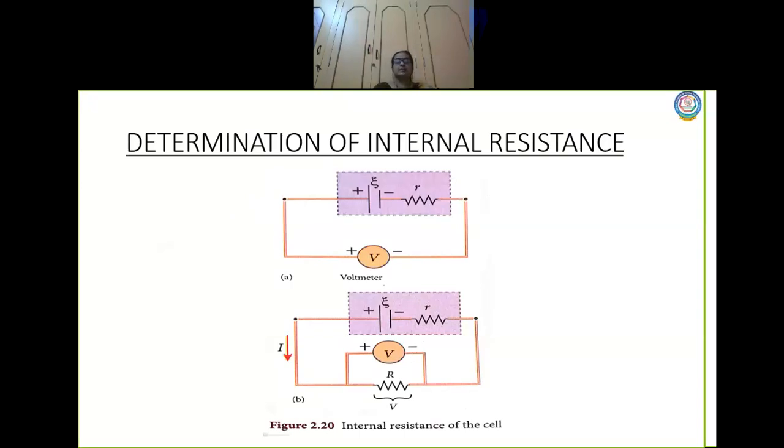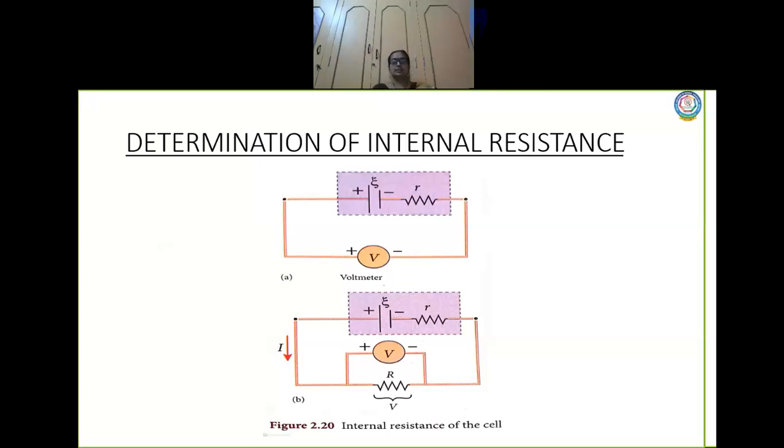So how to determine internal resistance? I gave you the introduction about internal resistance in yesterday's class. The resistance that is inside the cell or a battery, which resists the movement of current inside the cell, is what you call internal resistance. Now we are going to find out the internal resistance of a cell.